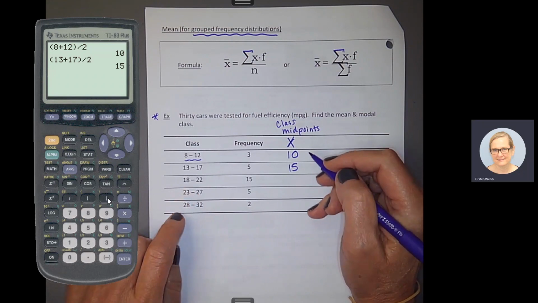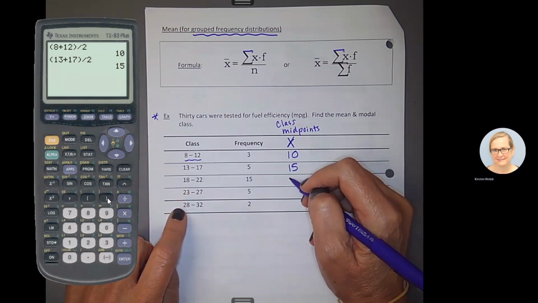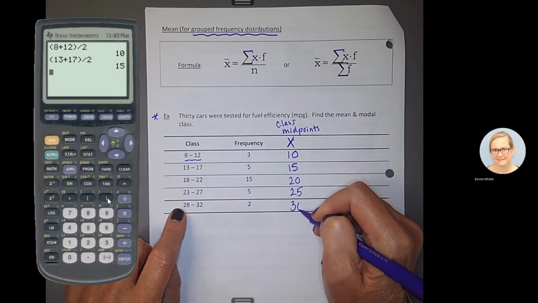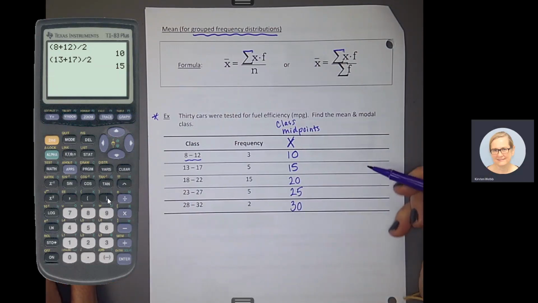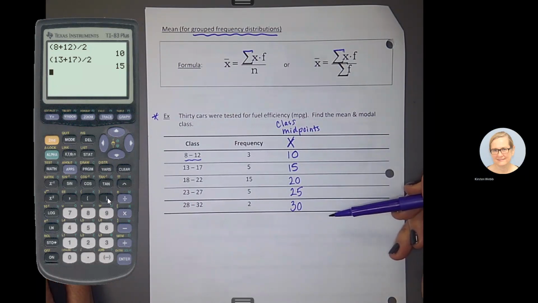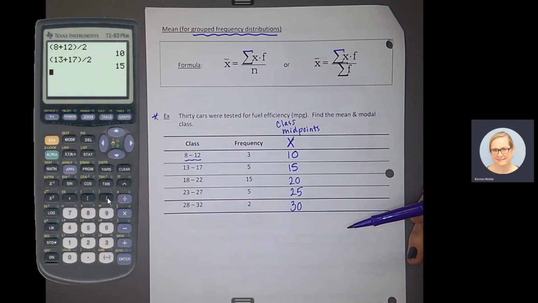What are the other midpoints? We've got 10, 15, 20, 25, 30. Nice. You probably didn't even have to calculate all of them, right? Once you see the pattern, you might just fill them in. So a little review there with midpoints. Anybody need a hand filling in that column?